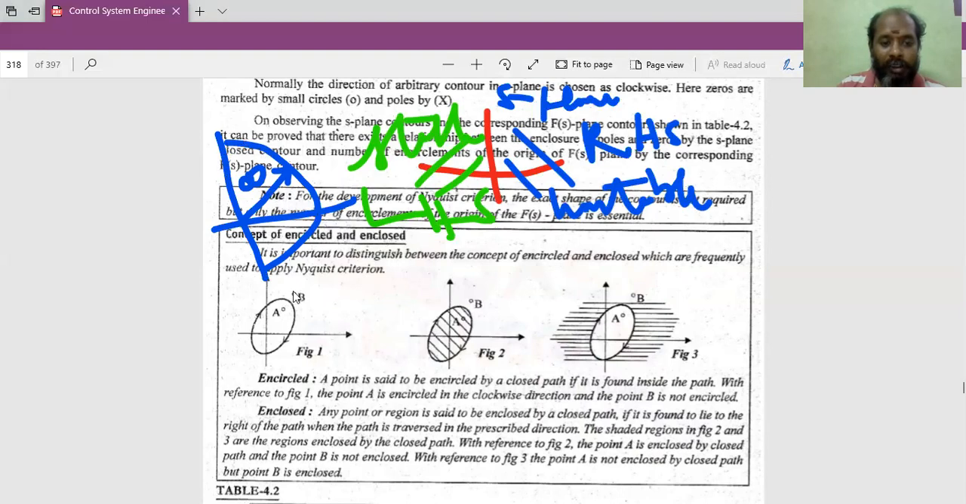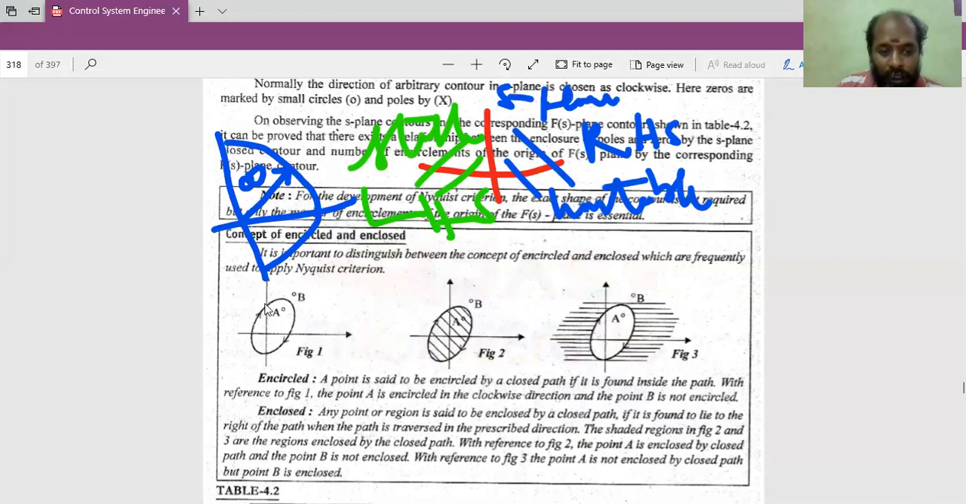We have 2 points here. We are trying to explain what the difference is between encirclement and enclosement. Both are very important in the definition of the Nyquist criteria. So what is an enclosement? You can see that you have 2 points A and B here. A point is said to be encircled by a closed path if it is found inside the path, to the right side of the path.